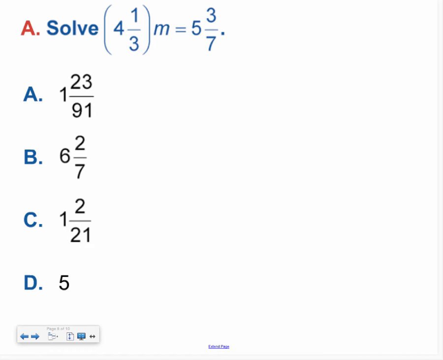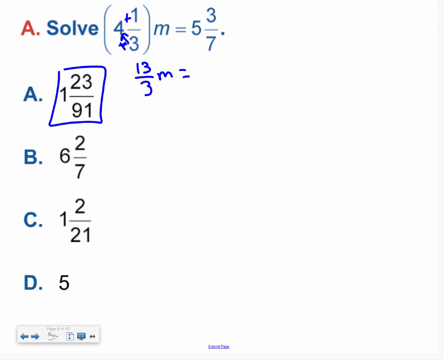One hint I will give you, though, is to turn them into improper fractions first. So 4 1/3, remember, to turn it into an improper fraction, you multiply the denominator times the whole number, and then you add the top one. So 3 times 4 is 12, plus 1 is 13/3. Then I would turn the other into an improper fraction and finish solving from there. Okay, hopefully for your answer, you got 1 and 23/91.